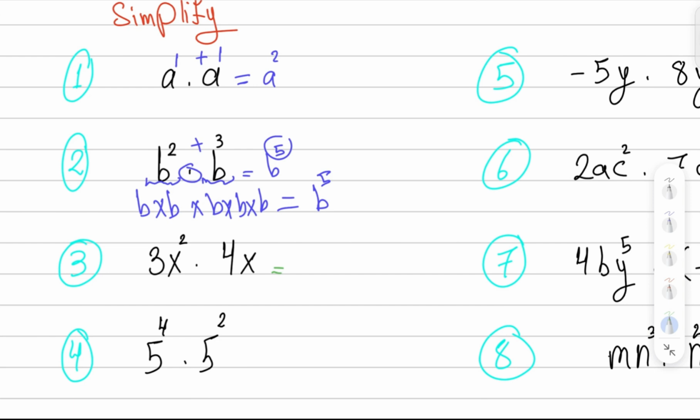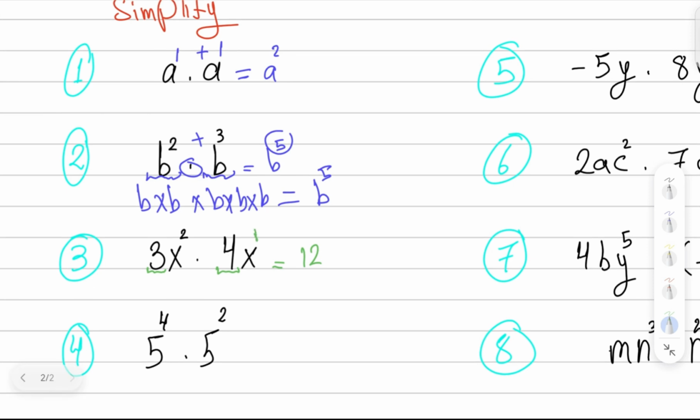Okay, here we're going to multiply the numbers first. We're going to say 3 times 4, which is equal to 12. And now we're going to multiply the variables. Here there's no need to rewrite it using the expanded form. You can use the rule. We have a multiplication, the bases are similar, just add the exponents. The exponent here is 2, the exponent here is 1, 2 plus 1 is equal to 3. So the answer is 12x cubed.